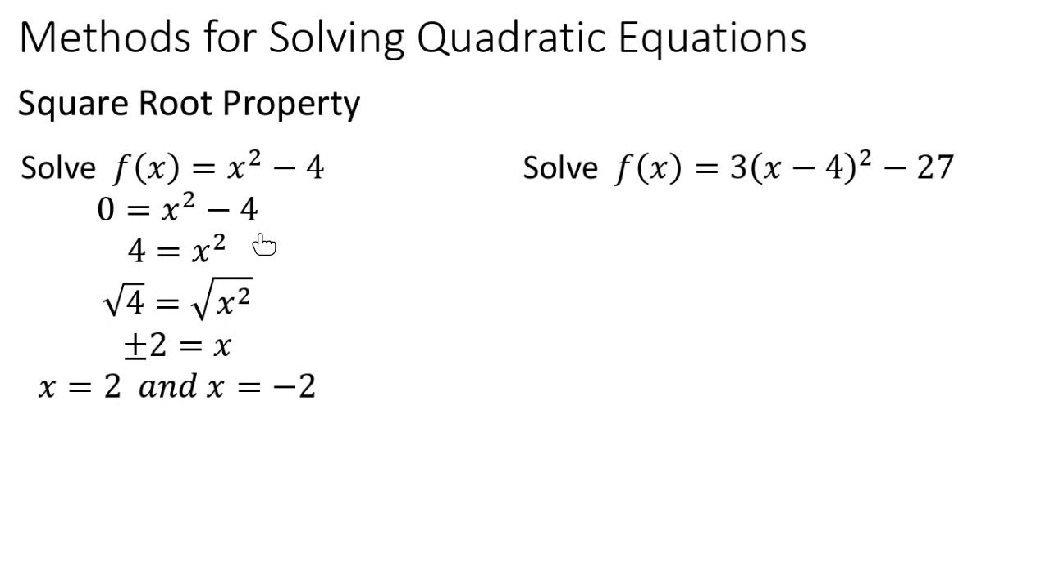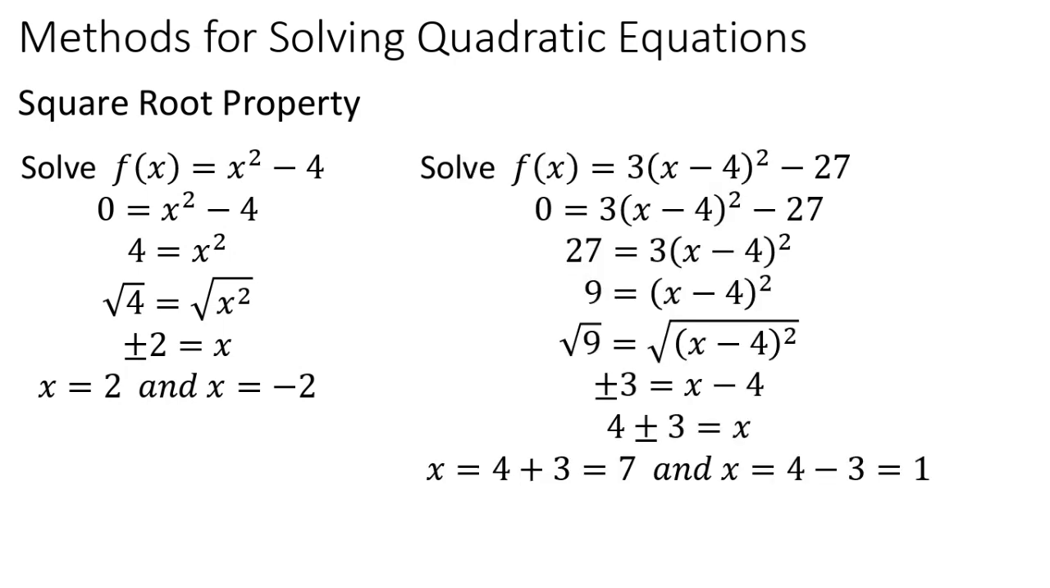So my two x-intercepts for this parabola are x equals 2 and x equals negative 2. Now, as I mentioned before, if they give us the function in standard form, we could also apply the square root property by solving for x. Again, we replace the f of x with y, and y would be equal to 0, and then just solve for x. We're going to add 27 on both sides, divide by 3 on both sides, take the square root of both sides.